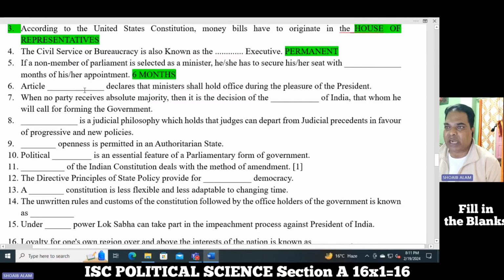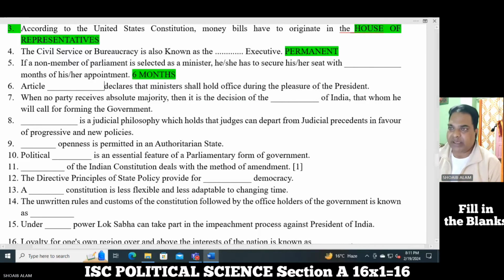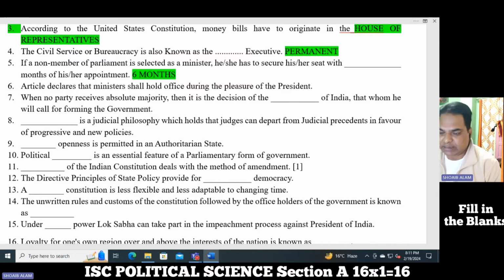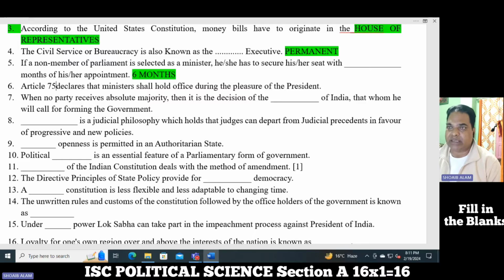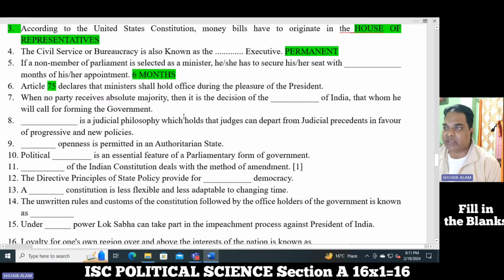Okay. Now next one you can see, article dash. Let us go with it. Article dash declares that ministers shall hold office during the pleasure of the president. So the answer is 75. So article number 75 is the correct answer.